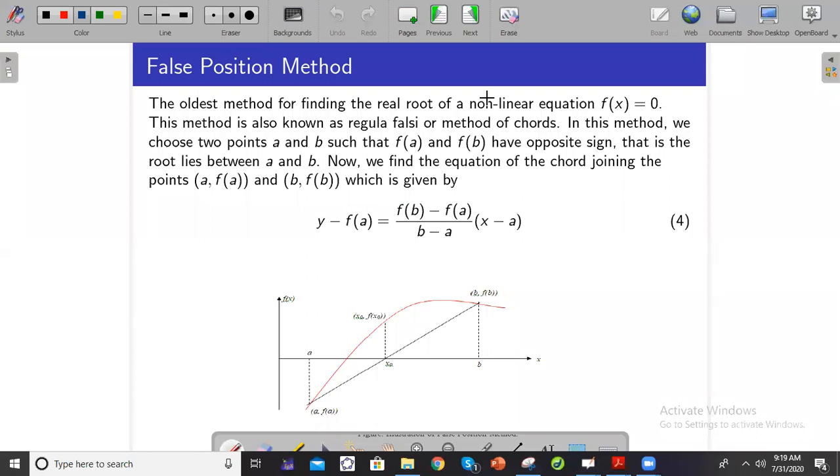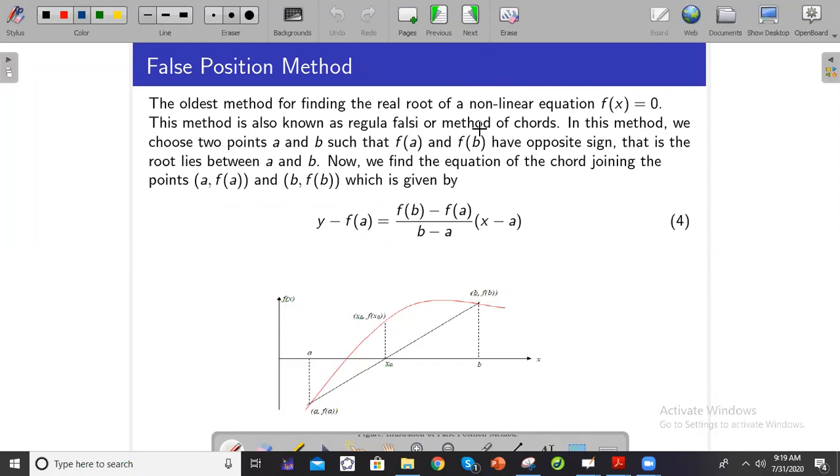Everyone, we discuss here how to solve a non-linear equation. The false position method is one of the oldest methods. The method is also known as regula falsi or method of chord, right? We call this the method of chord. We derive our formula from the concept of the method of chord.